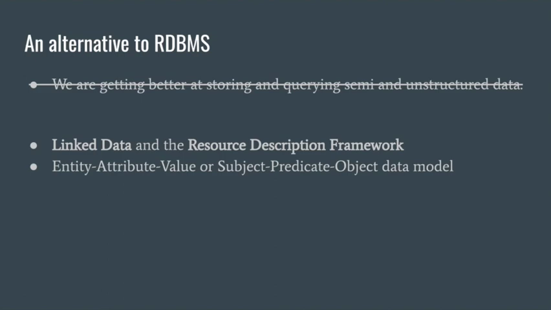RDBMS is an example of a data model which is relational. We've got graph databases perhaps. And so here we've got entity attribute value, or what also is known as subject predicate object data model. Resource description framework is just that. We organize all the information we have as triplets of entity, attribute, and value, or subject predicate object. What it is, what property of it we are talking about, and what its value.